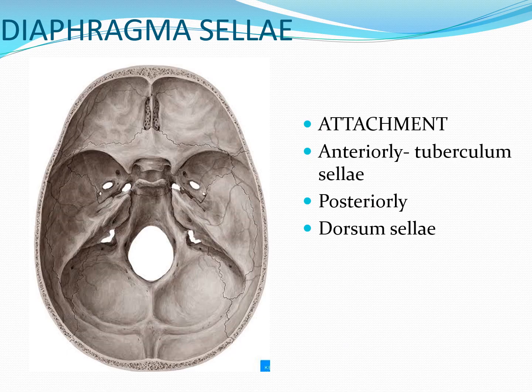Now we will see the diaphragma sellae. Anteriorly it is attached to the tuberculum sellae and posteriorly it is attached to the dorsum sellae. So this is the diaphragma sellae. Now what are the sinuses present here? Here we have the cavernous sinus on both sides. We have the anterior intercavernous sinus and the posterior intercavernous sinus present within this fold of duramater.